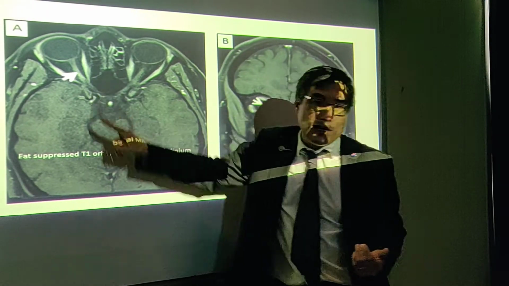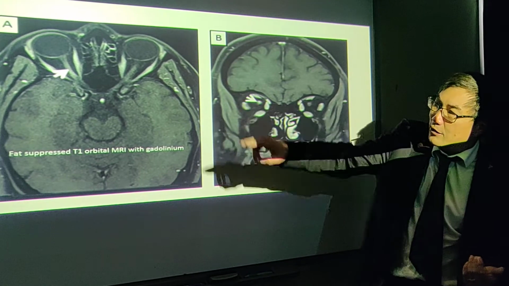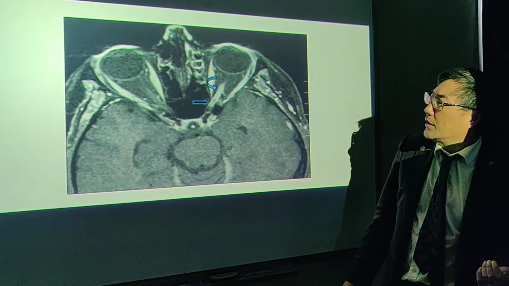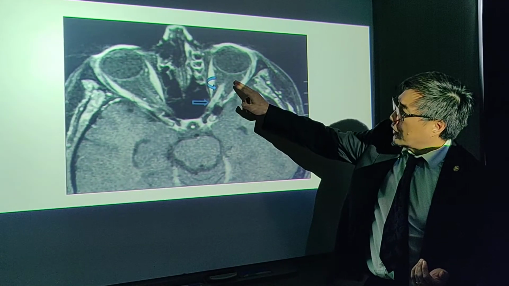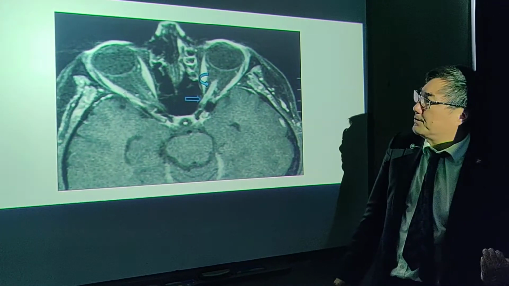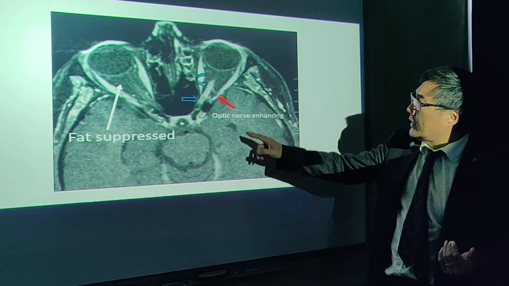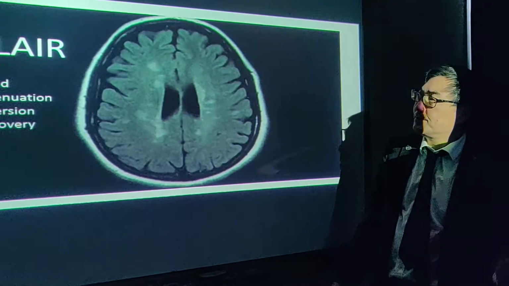Now we can see the enhancement of the optic nerve, both on the coronal study here with the arrow and the axial study there. And same thing here, post-contrast T1, we have suppressed the fat and we can see the enhancement of the optic nerve now. Fat suppression takes away the fat. Now we can see the optic nerve is enhancing.